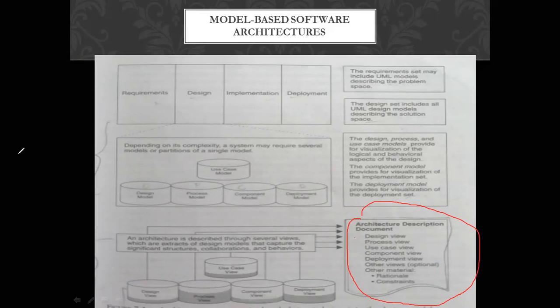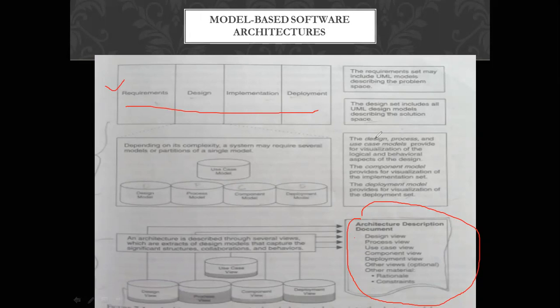Then, architecture is not just a paper document. It is a collection of information across all your engineering sets. Now I have used the term engineering set. Engineering sets means all your sets: requirement set, design set, deployment set, implementation set. All these sets are nothing but part of the engineering set. So you can see from here, all these are coming up here: requirement set, design set, implementation, deployment.